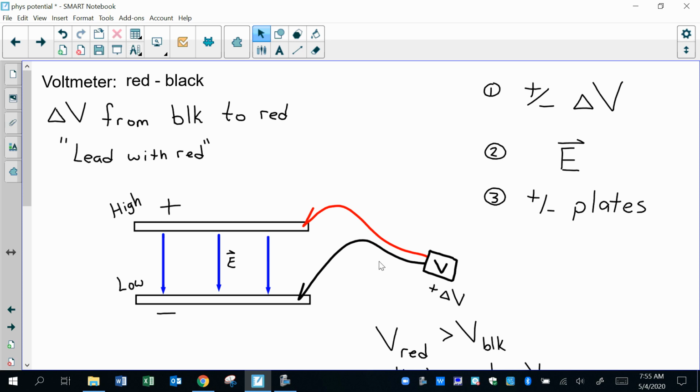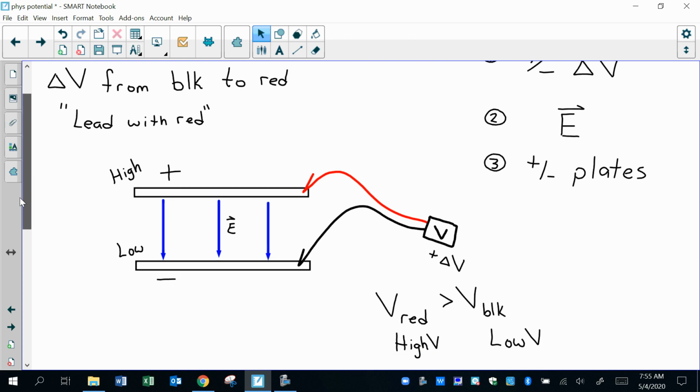So if we were to do this in class, I would have my red and black pen so you can see the different colors. So if I have a positive plate here and a negative plate here, I know this is my high potential. I know this is my low potential. If I placed red and black here, the red location high minus the low negative location gives me a positive reading.